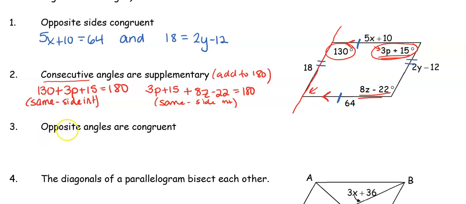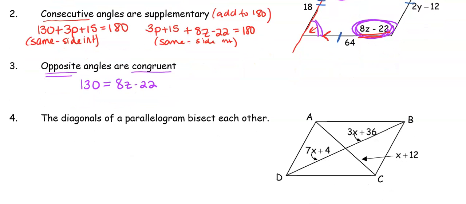The next property, now we're back to that opposite relationship. So angles that are across from each other are congruent. Across from. So 130 is across from 8z minus 22. And we've changed from supplementary to congruent. So I say 130 is congruent or equal to 8z minus 22. I don't have the other angle measure, but I also know that this angle is congruent to that angle. Opposite angles are congruent. Both sets of opposite angles are congruent.